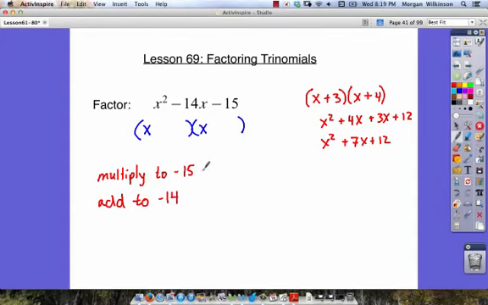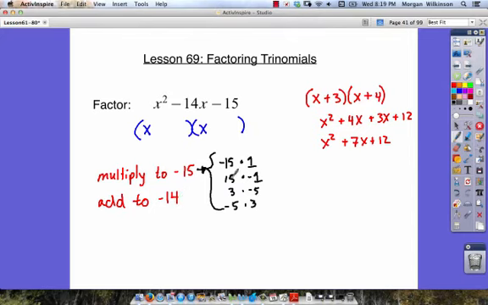The ways we could get to negative 15, there's only a few. We could say negative 15 times 1, or we could say 15 times negative 1. And this is all going to be the multiplication part right here, and it'll work downwards. Or we could say 3 times negative 5, or negative 5 times 3. Now when we look at these four choices, do you see any one that will add to negative 14?